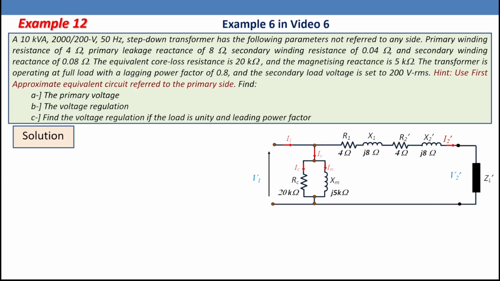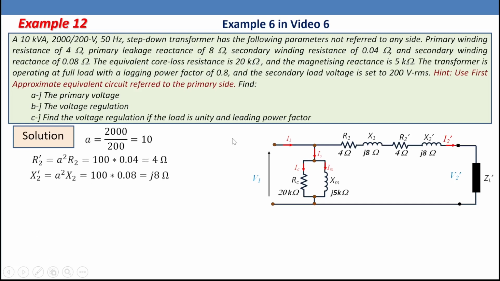So this voltage, when referred to the primary, will be 2000 volt, and we are going to choose that one with angle 0. Also, what will be the voltage regulation if the load is unity and leading power factor? Let's start. Returning to example number 6 in video number 6, we have the turns ratio equals 10, R2 dash equals 4, X2 dash equals j8, and V2 dash equals 2000. We are going to choose that one with 0 angle.